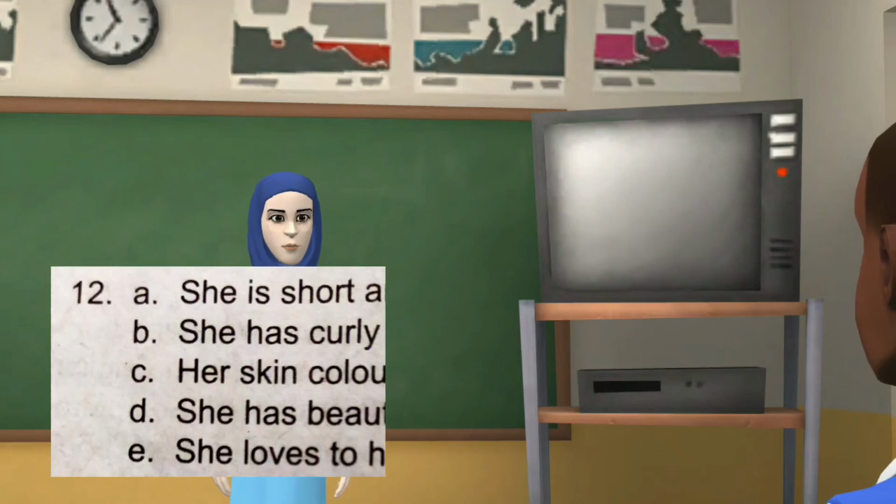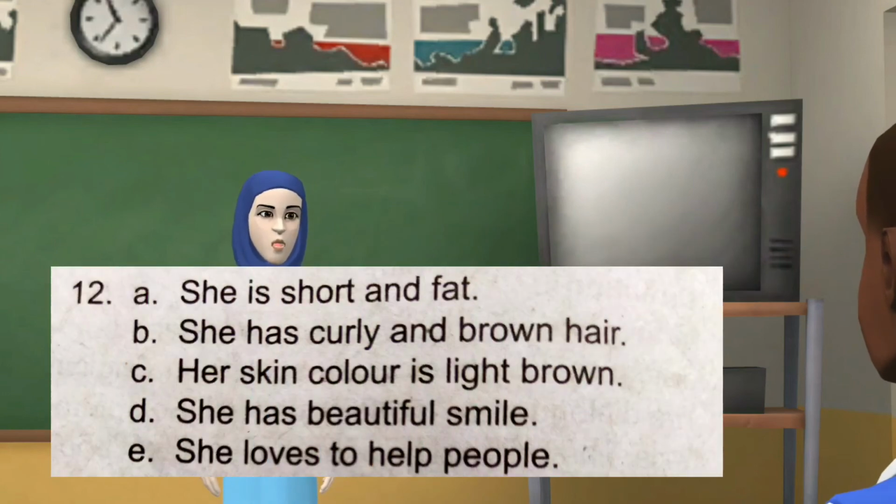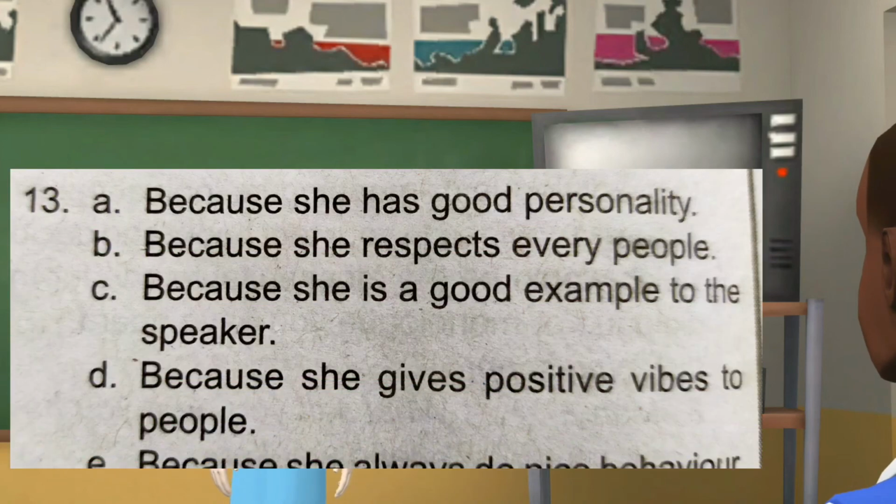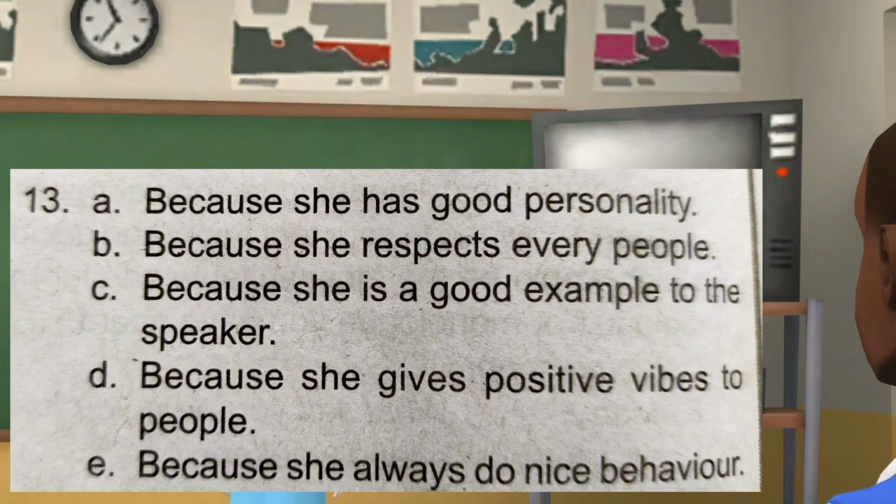Number 12. Which one is not the mother's characteristic? Number 13. Why does the speaker love the mother?